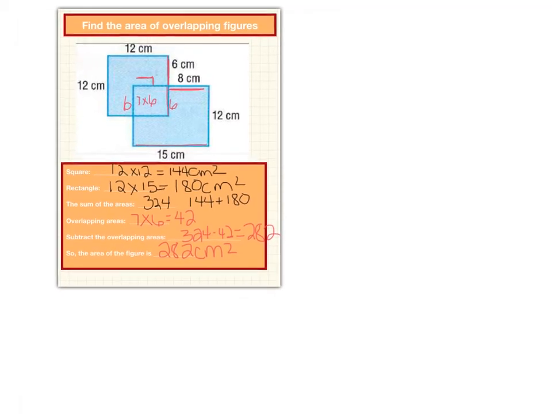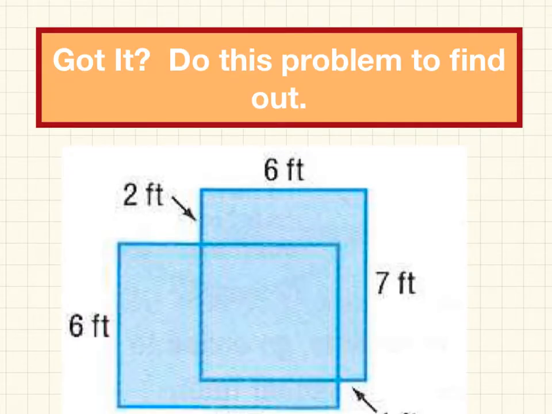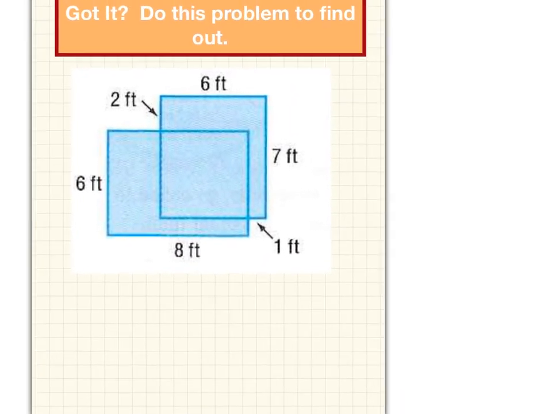So now I want you to try one on your own. Go to the next, and you're going to find the area of this overlapping figure. First thing you want to do is find the area of both rectangles and then subtract the overlapping area, which is right here. I'm just going to write overlapping area for you so you can figure it out. I might help you out with just a little bit here.